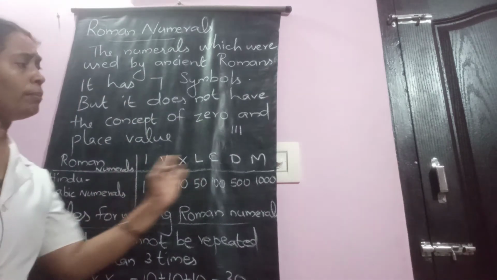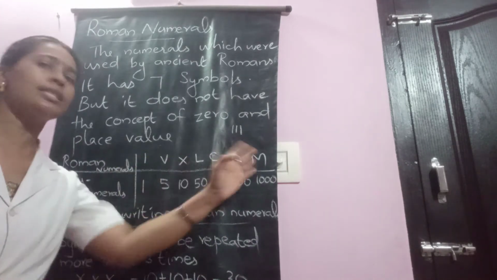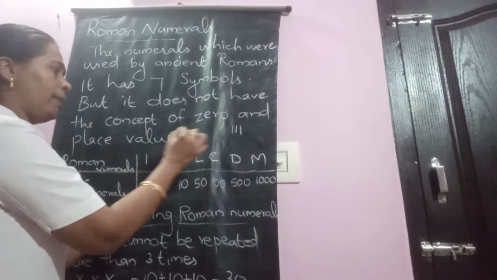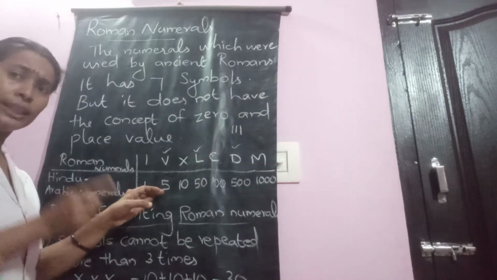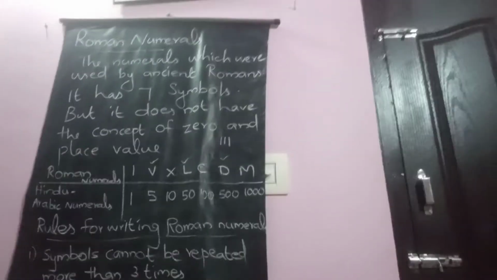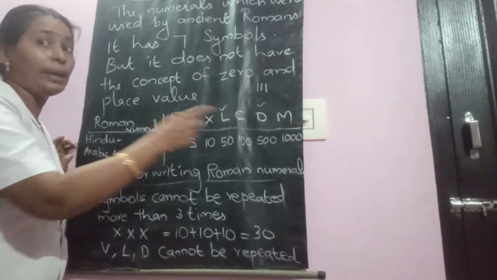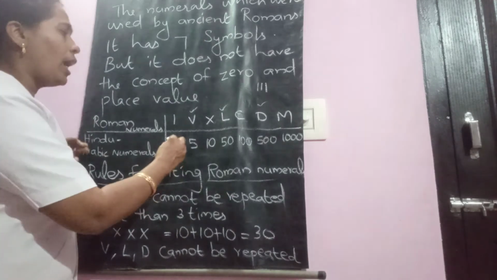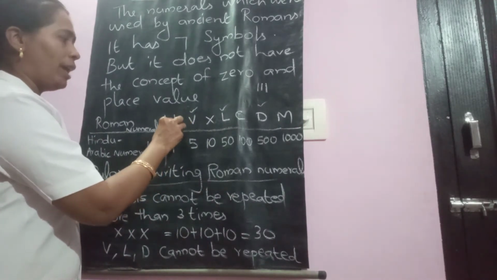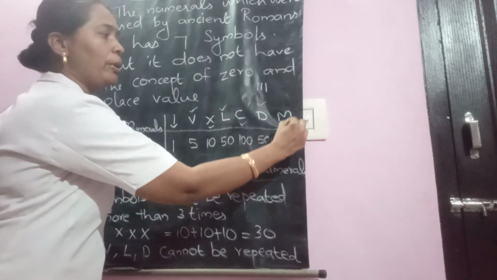But can all the symbols be repeated? No. There is another drawback. We cannot repeat all the symbols. The symbols V, L and D cannot be repeated. Remaining symbols can be repeated. What are the symbols that can be repeated? I you can repeat. Then X you can repeat. C you can repeat. M you can repeat.